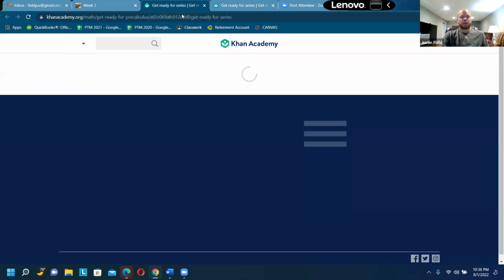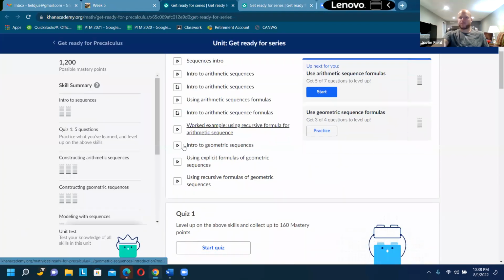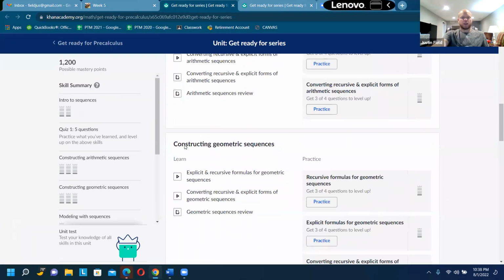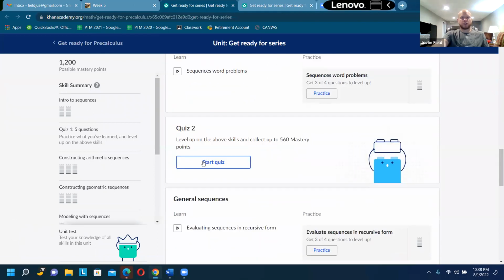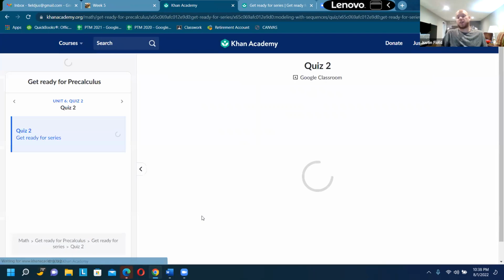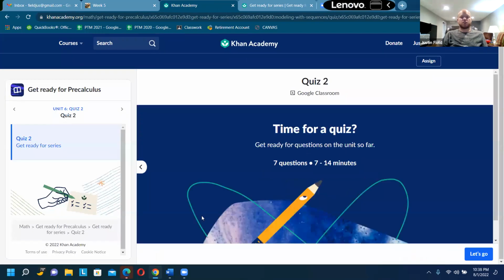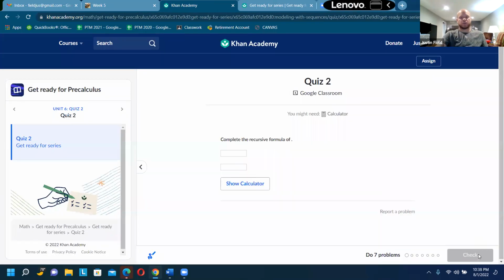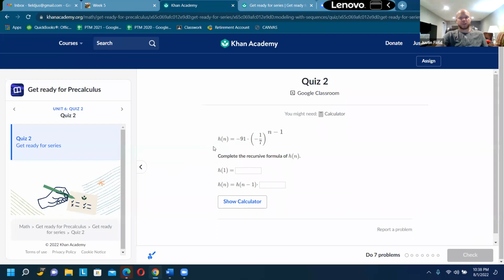Okay. Quiz one done. So after that week of trigonometry, this is a nice, gentle assignment, at least so far. Quiz two. Let's see what quiz two has to offer.